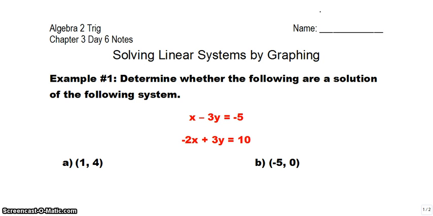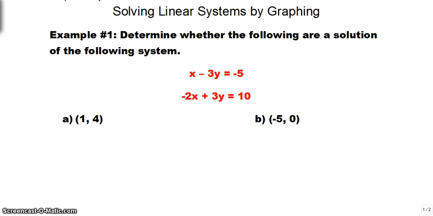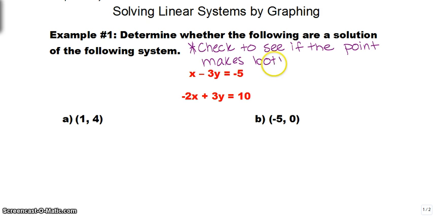Hello, so today we're going to be working on solving linear systems by graphing. The first thing we're going to be working on today is determining whether an ordered pair is a solution to a system. Remember, whenever you want to do that, what you need to do is check to see if the point makes both equations true. If it doesn't work in both equations, then it's not a solution to the system.